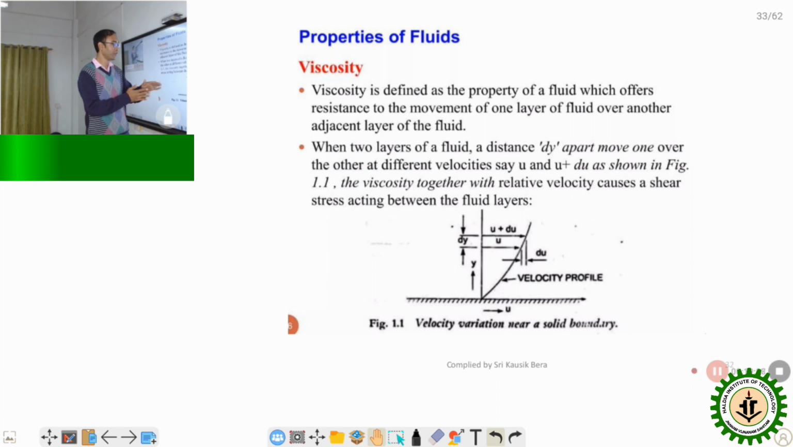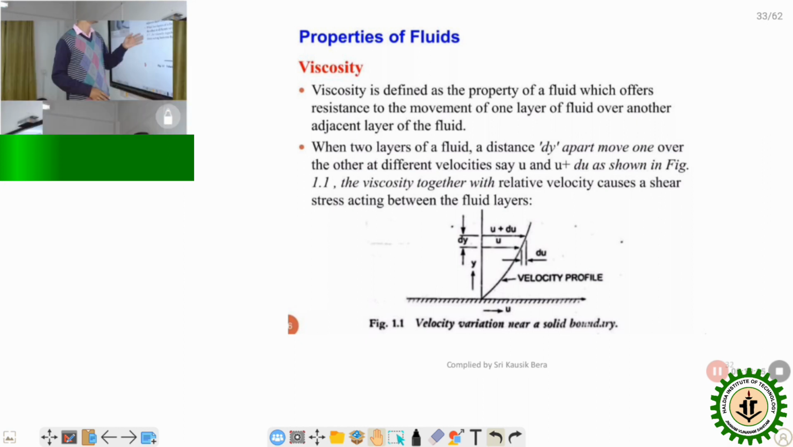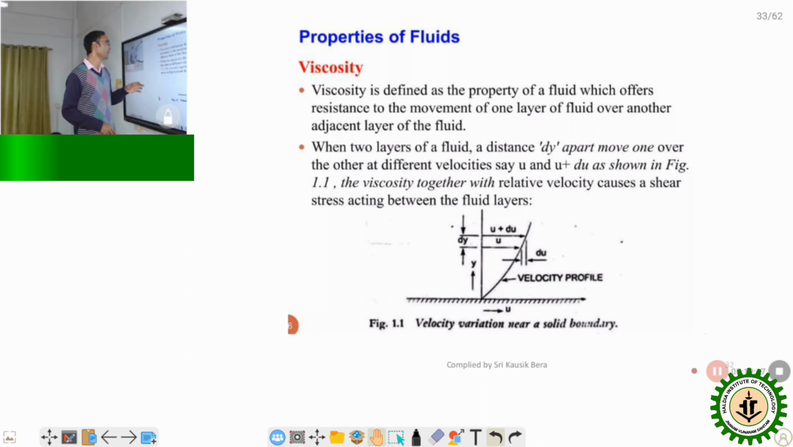So this resistance between the layers, the resistance to the motion of a fluid, is called viscosity. When two layers of a fluid at a distance dy apart move over one another with different velocities, say u and u plus du as shown in the figure, viscosity together with relative velocity causes a shear stress acting between the fluid layers. So this is the velocity profile, this is du, this is the distance dy, and this is the velocity u.